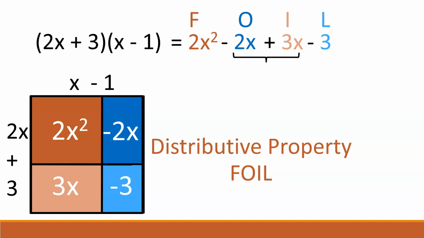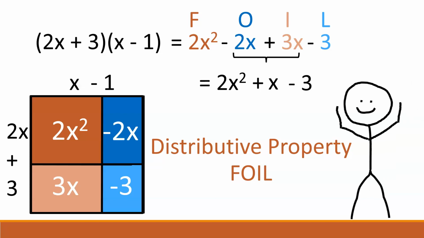Once again, the outers and the inners are like terms, so we'll take negative 2x and add 3x, that's 1x, we can just call that x. So that means our final product is 2x squared plus x minus 3. Not bad, right? I thought you'd like that. FOILing just means multiplying two binomials by using the distributive property.